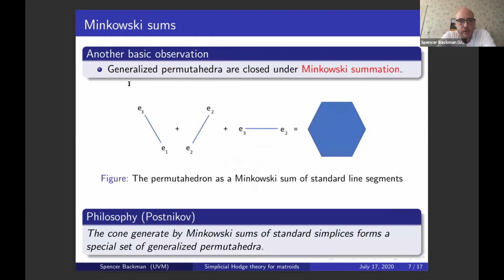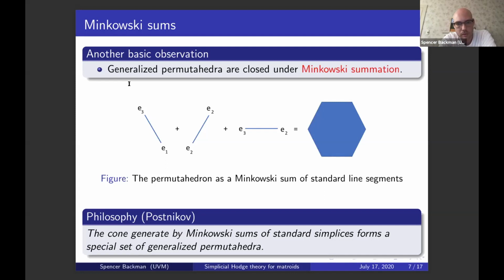Here's another simple observation. Generalized permutahedra are closed under Minkowski summation. If you don't know what Minkowski summation is, if you take two convex bodies, e.g. polytopes, you can look at their pointwise sum. So it's the collection of all sums of pairs of points. And more generally, we can take the Minkowski sum of a collection of polytopes. And generalized permutahedra are closed under this summation operation. In general, if you have the collection of polytopes whose normal fans are coarsenings of a fixed fan, they're going to be closed under Minkowski summation.